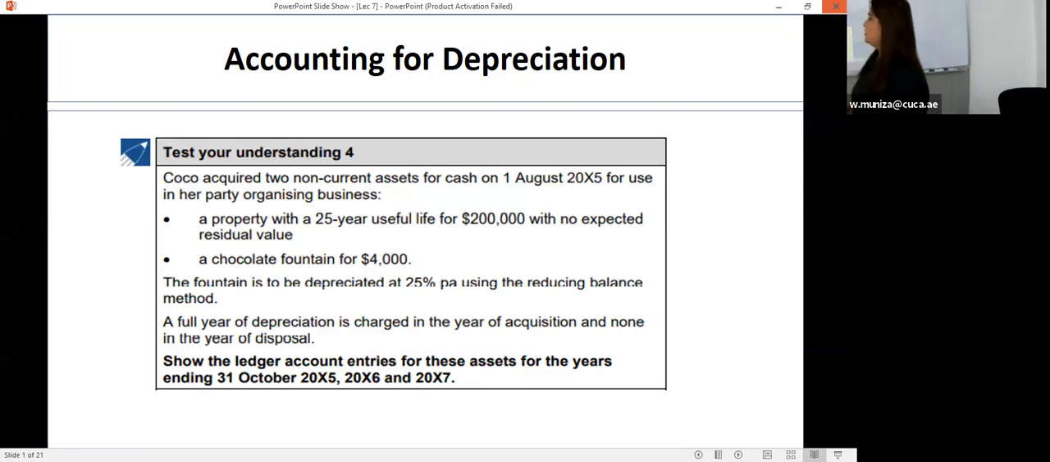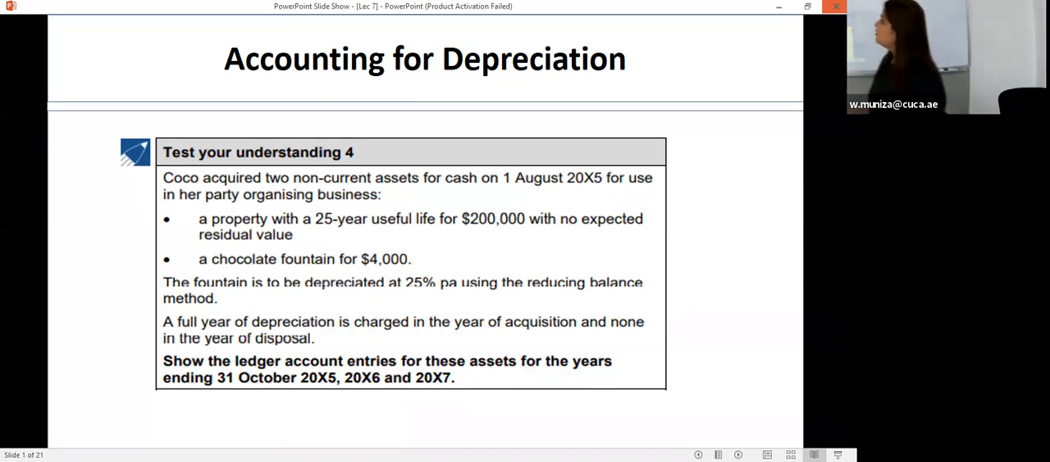Show the ledger account entries for these assets for the year ending 31st October 2005, 2006, and 2007. So for 3 years, they are asking about the accounting treatment. My dear students, as you do know, in the exam you will not be required to solve such detailed questions, okay? Just for your understanding, they are building up the detailed questions. So let's start doing it.